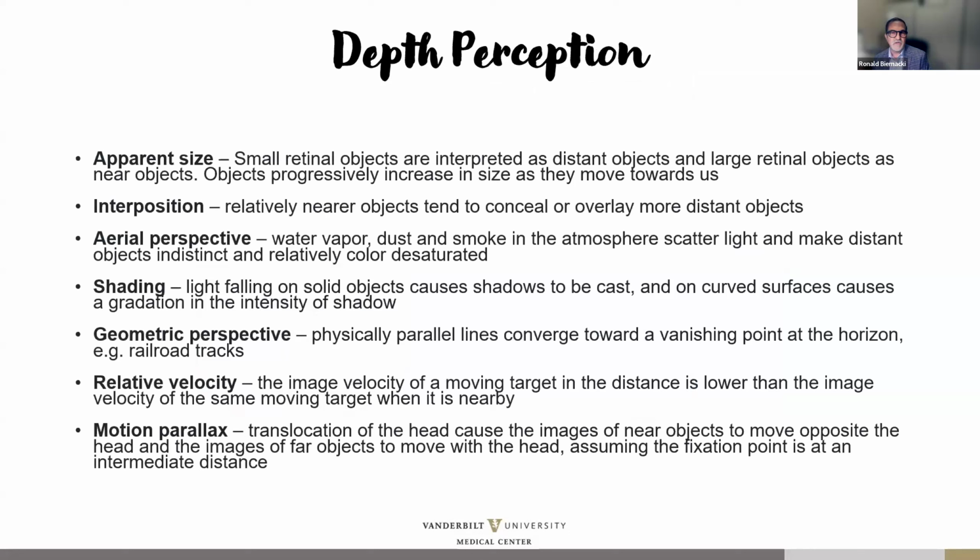So stereopsis is essential for depth perception, but it's not the only means for spatial orientation. There are various monocular cues which help with depth, which I have listed here. I'm not going to go through all of them, but they include size, aerial perspective, shading, relative velocity, and motion parallax.